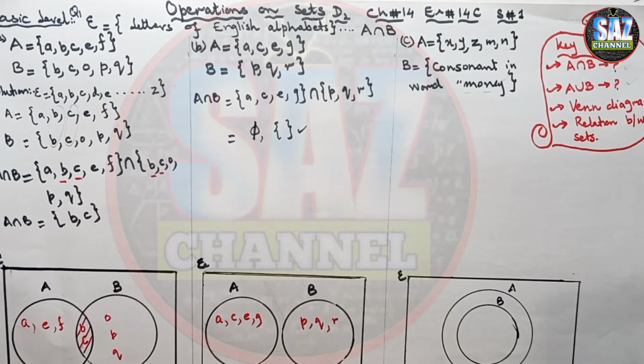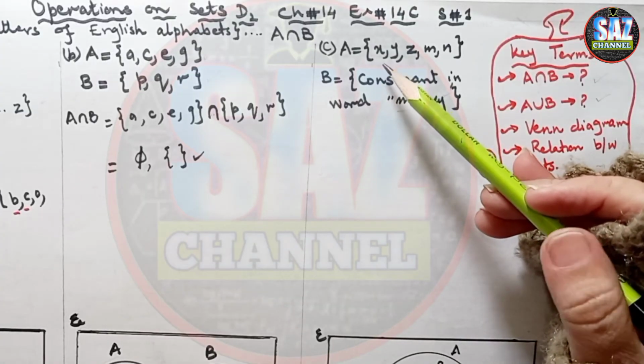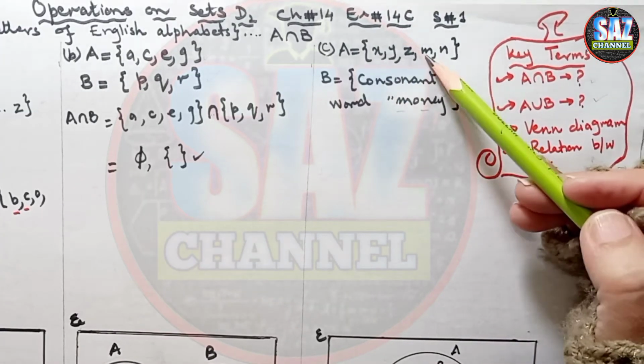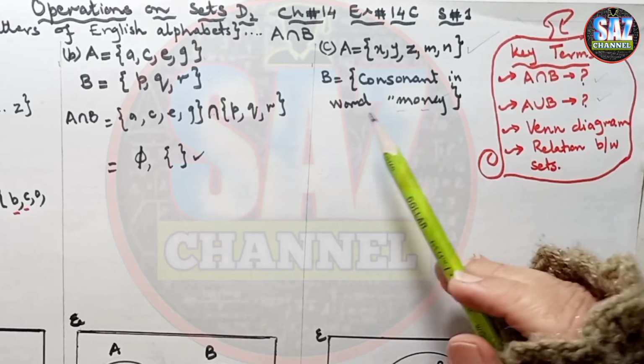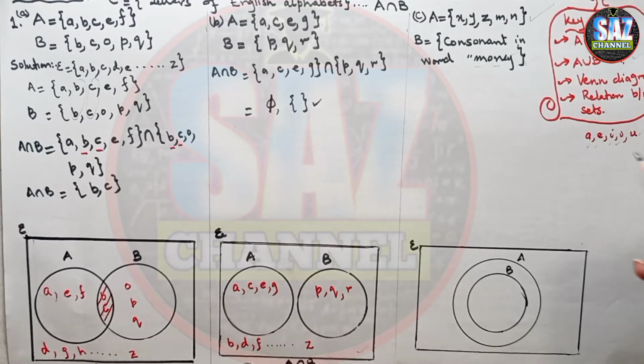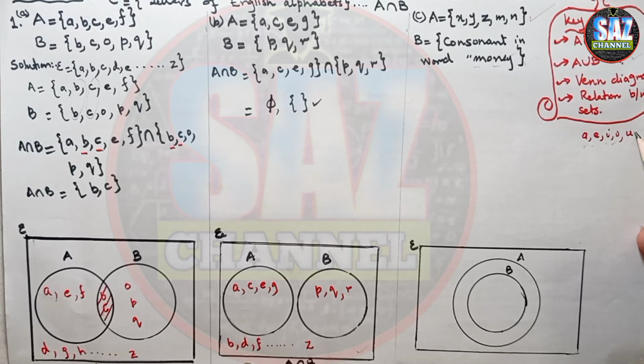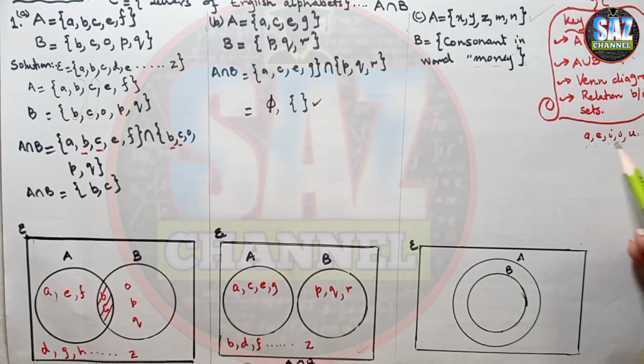And let's move to the C part of the question. The C part says set A has the elements X, Y, Z, M and N, and B has the consonants in the word money. First of all, it's important to understand what consonants and vowels are. A, E, I, O and U are the vowels, and the rest of the English alphabets are the consonants.